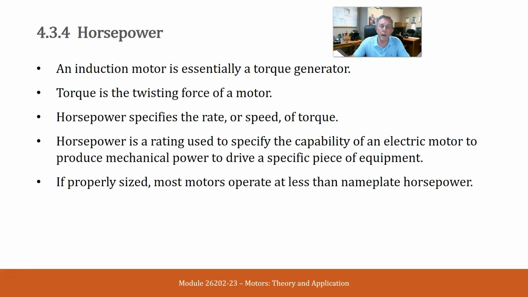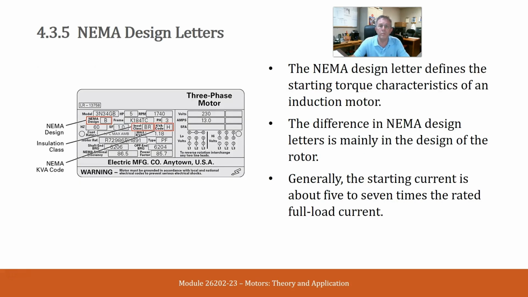And in horsepower, an induction motor is essentially a torque generator. Torque is the twisting force of a motor. Horsepower specifies the rate of speed of torque. Horsepower is a rating used to specify the capability of an electric motor to produce mechanical power to drive a specific piece of equipment. If properly sized, most motors operate at less than nameplate horsepower.